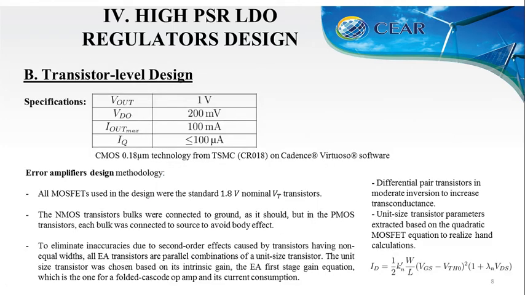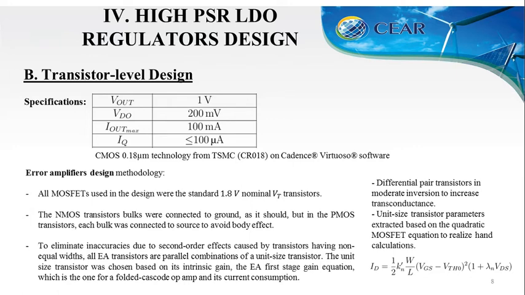Both LDO regulators were designed to provide an output voltage of 1 volt and a maximum load current of 100 mA at a dropout voltage equals 200 mV. They were designed using the CMOS 0.18 micrometer technology from TSMC on the Cadence Virtuoso software.